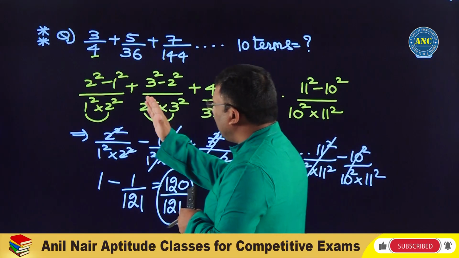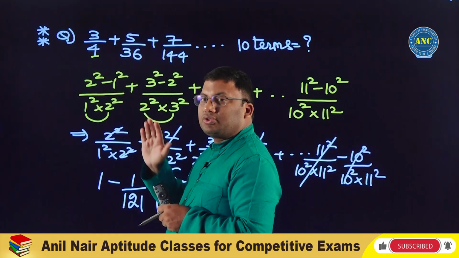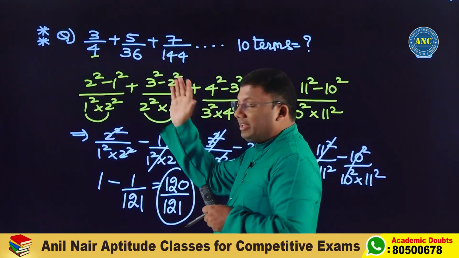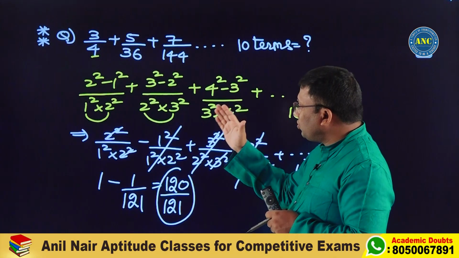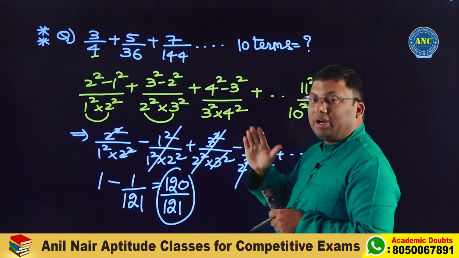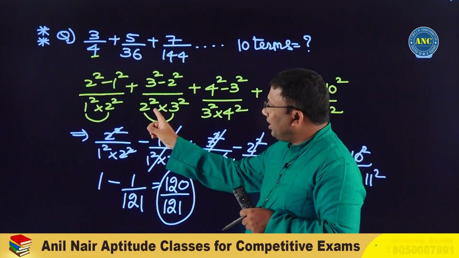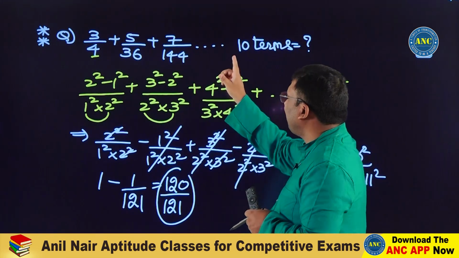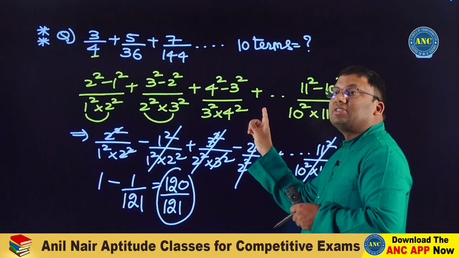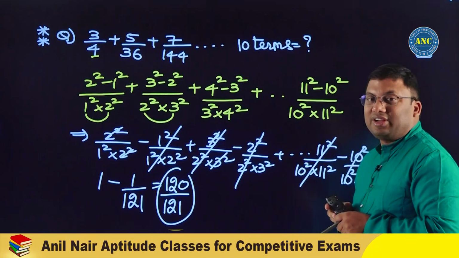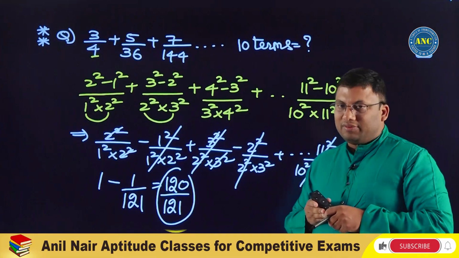4 can be written as 1 square into 2 square. Numerator is 2 square minus 1 square. 36 can be written as 2 square into 3 square. Numerator is 3 square minus 2 square. Second term denominator starting with 2 square. Fifth term denominator starting with 5 square. 10th term denominator starting with 10 square. Are you all with me?